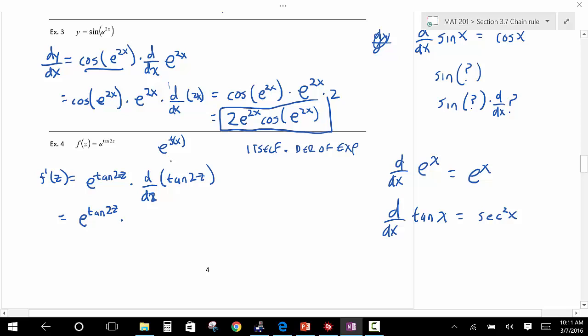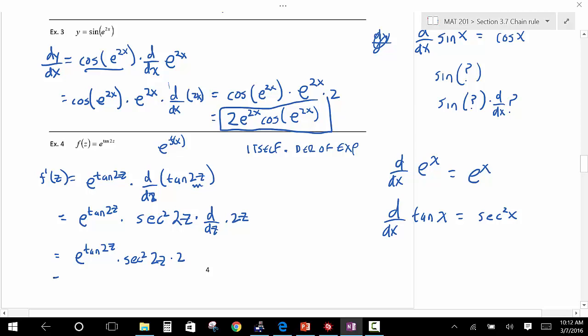Now when you do this, this is another chain rule. So what is the derivative of this? It is the secant squared of 2z, but then you have to multiply again by the derivative of that inside part. So I've really got a composition of three functions on this. So this is e to the tangent 2z times secant squared 2z, and then the derivative of 2z, which I should have written there, is times 2, like that.